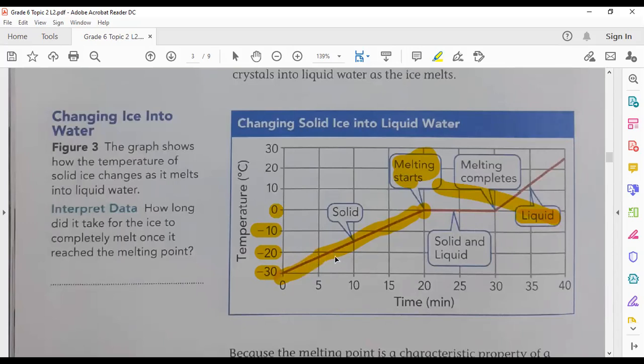Notice that with the time, after 10 minutes, the temperature also increases.